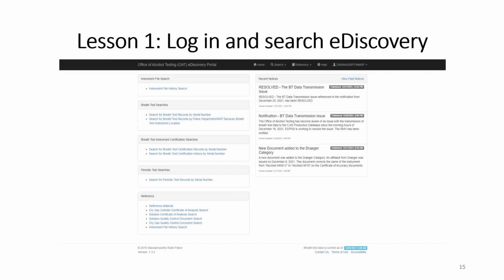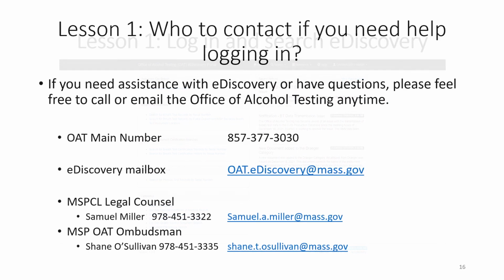You're now officially logged in and are able to search all of the materials that are accessible on the eDiscovery portal. If you need assistance with the login process or creating an account, you can feel free to reach out to the main number at the Office of Alcohol Testing at 857-377-3030 or email us at oat.ediscovery@mass.gov.